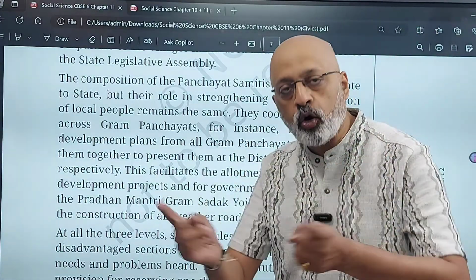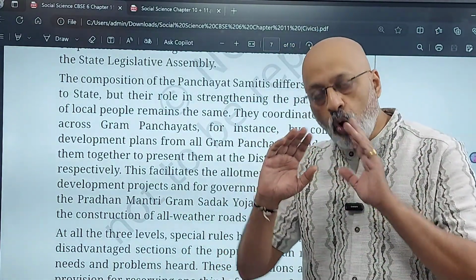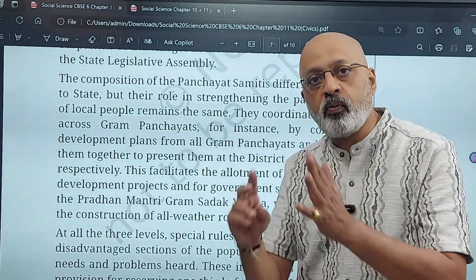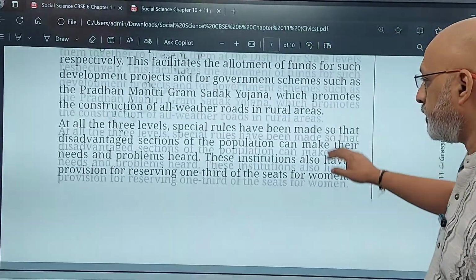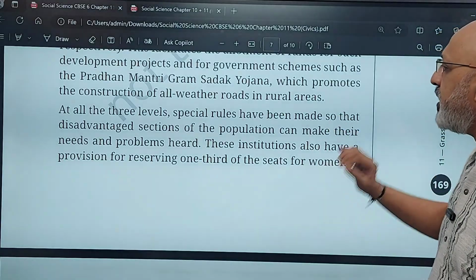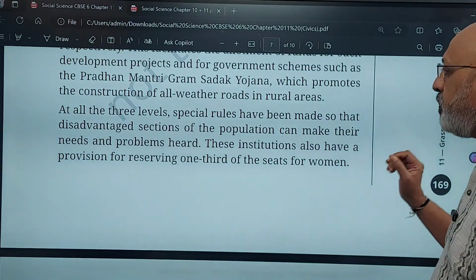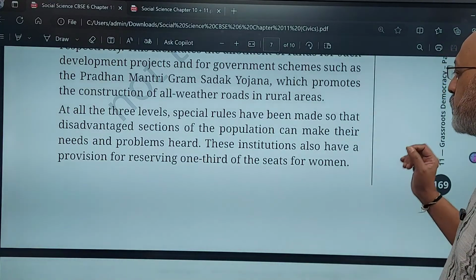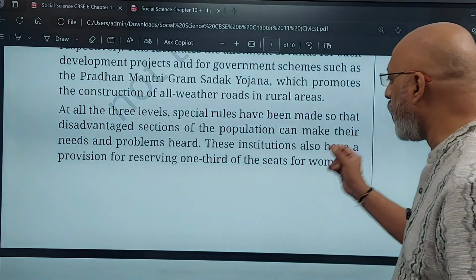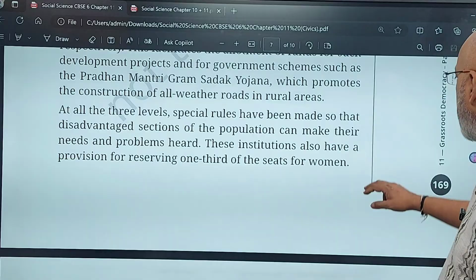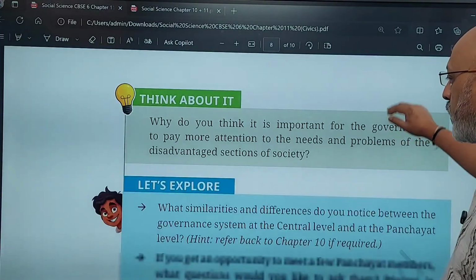All-weather means a road which is in good condition irrespective of the weather, even in the rainy season. At all the 3 levels, special rules have been made so that disadvantaged sections of population can make their needs and problems heard. These institutions also have a provision for reserving 1/3 of the seats for women. Okay, so every voice will get heard.